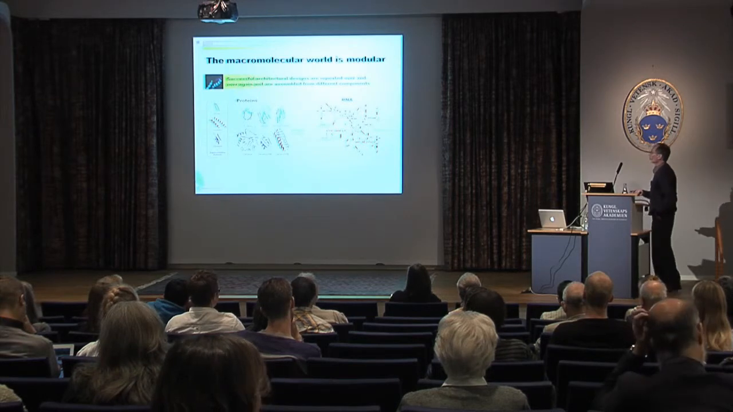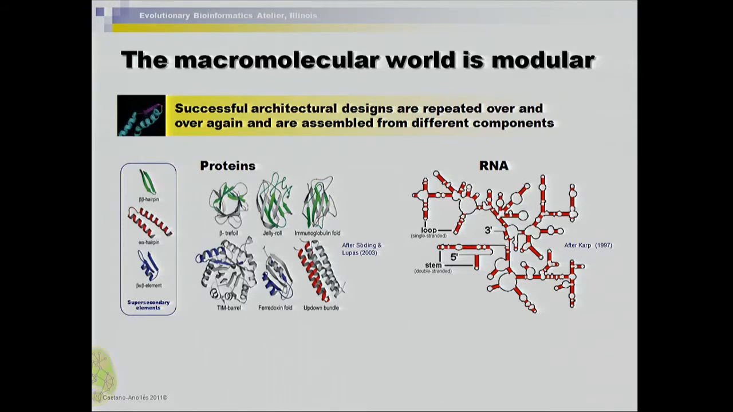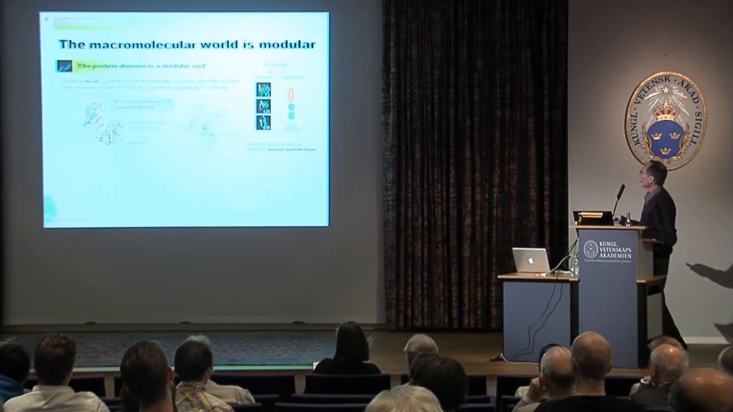Another important aspect that I want to pinpoint is that the macromolecular world is modular. It is built from pieces. A couple of examples: in proteins, the supersecondary motifs, like these helical structures that appear recurrently in individual molecules. And in RNA, we also have helical segments that are recurrent, that appear in complicated structures like the ones you would find in the small subunit of ribosomal RNA.